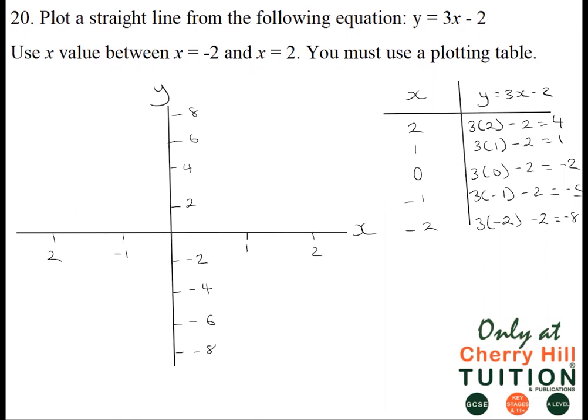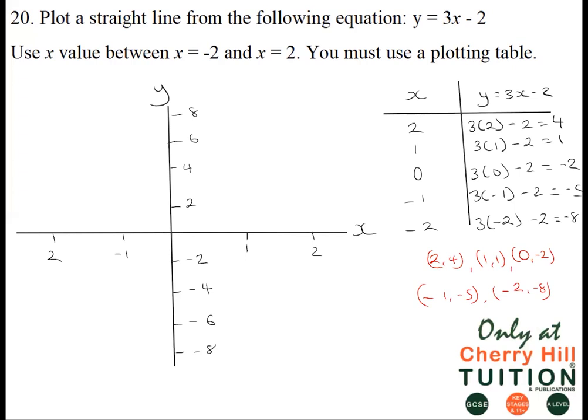Okay, and now all we do is plot our coordinates. So let's just write down our coordinates here. We have 2 and 4. We have 1 and 1. We have 0 and minus 2. We have minus 1 and minus 5, and minus 2 and minus 8.